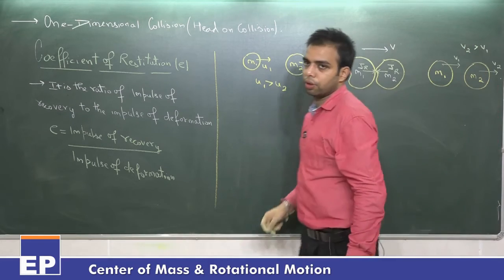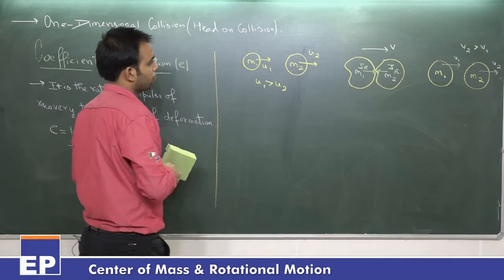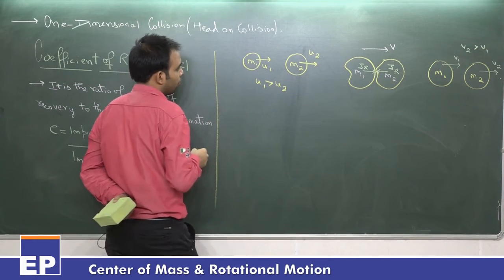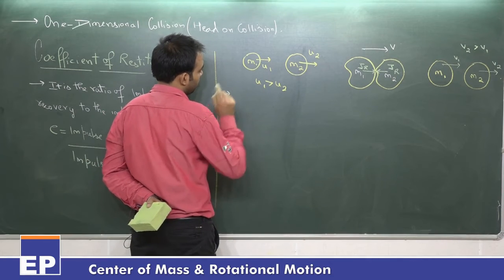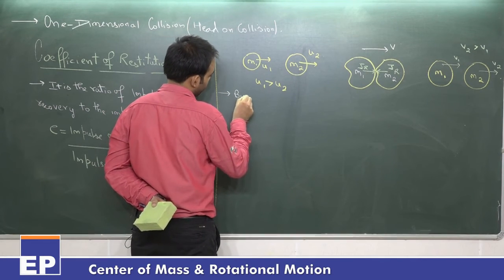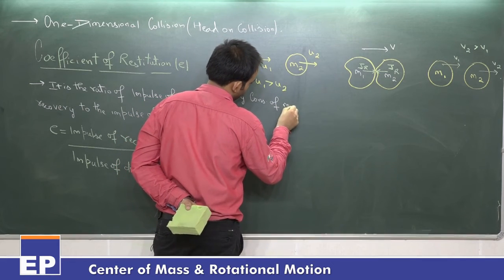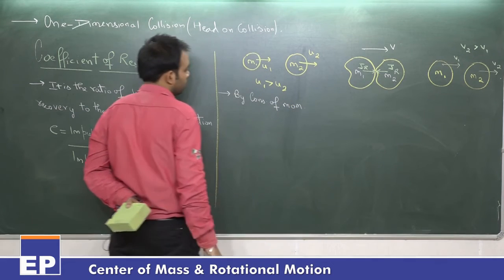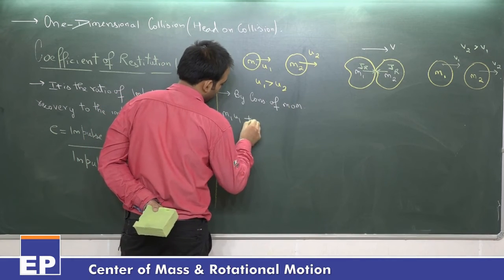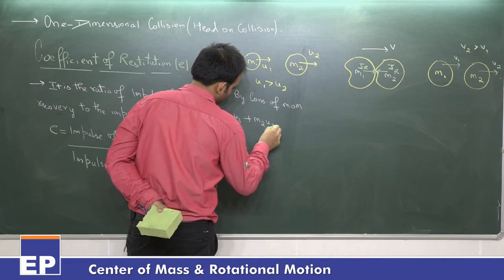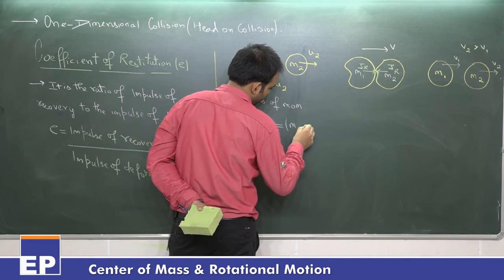Then V2 is greater than V1, right? So you can say, what is the impulse of deformation? First, by conservation of momentum, we can say that m1 into u1 plus m2 into u2 is equal to m1 plus m2 into v.